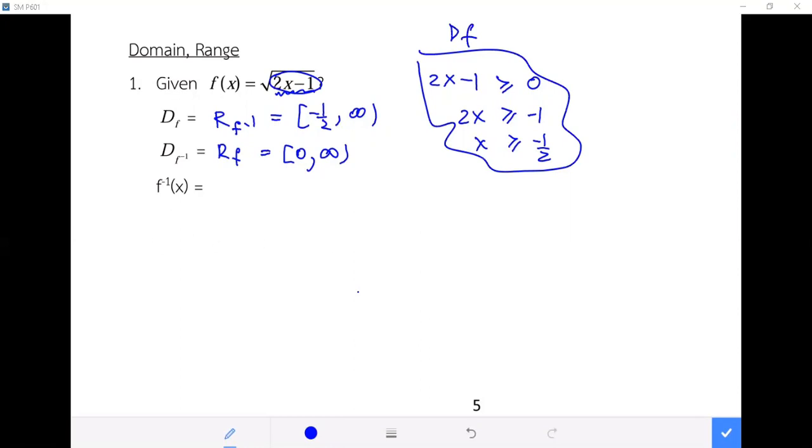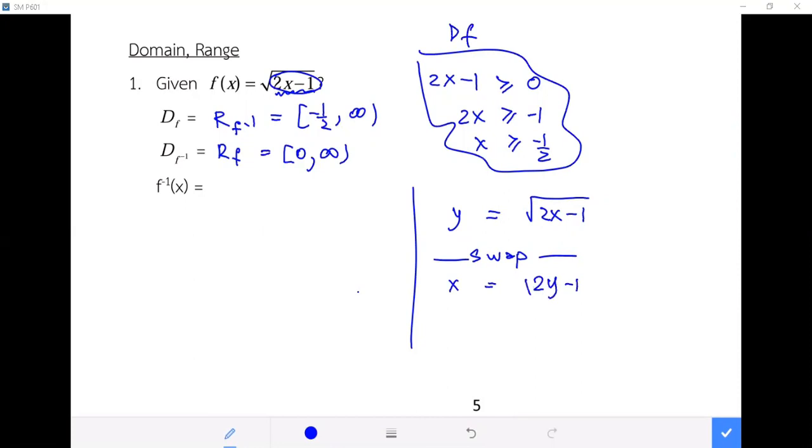Okay, so easy. Let's find the inverse. We change f(x) to y, then square root of 2x minus 1. Square it out on both sides. No, I'm sorry, I need to swap first. If I want to get f inverse, I have to swap it. Swap x out, swap y in. Square it out on both sides. I have x squared equal to 2y minus 1. So my y alone is x squared plus 1 divided by 2.